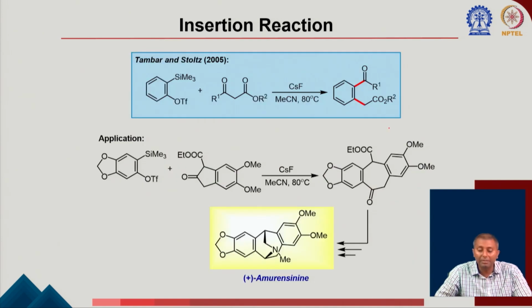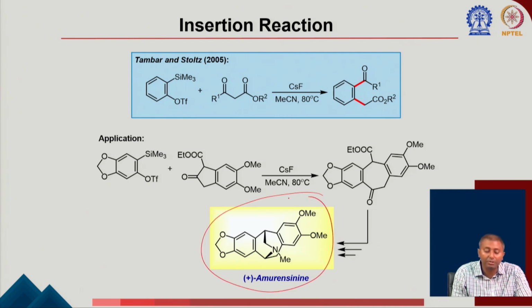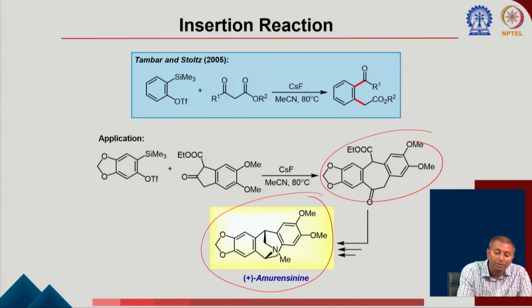Okay. So this chemistry was further used by the Stoltz group for the synthesis of important natural products. We are going to try to learn those important key steps that use this methodology. So again, what is happening from there? You can see using cesium fluoride, you can generate a benzyne. Now once you have generated the benzyne here, let's try to write the mechanism.